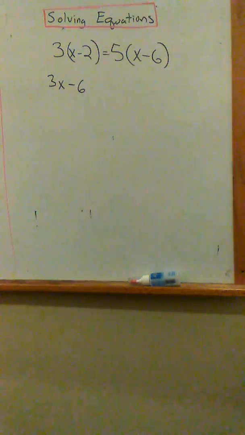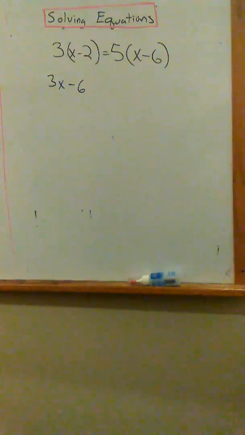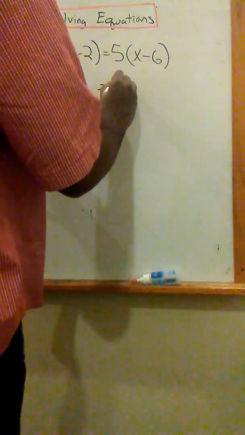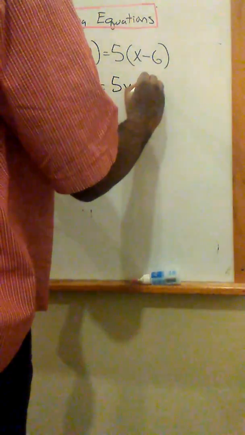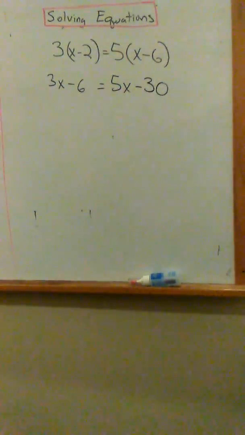Can we do anything to simplify the right-hand side? Yes, we can. We can do the same thing, distribute the 5. Okay, so 5 times x and 5 times 6. Five times x, 5x, 5 times 6, 30, just bring down your minus sign.